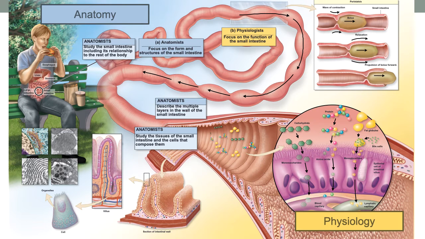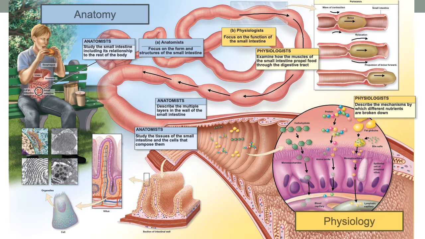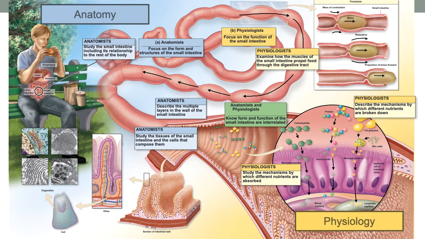Physiologists, on the other hand, would focus on the function of the small intestine. They would examine how the muscles of the small intestine propel food through the digestive system or tract. The physiologist would describe the mechanisms by which different nutrients are broken down. Physiologists would also study the mechanisms by which different nutrients are absorbed through the small intestine. So basically, anatomists and physiologists are going to look at both the form and function of the small intestine and how those are interrelated.